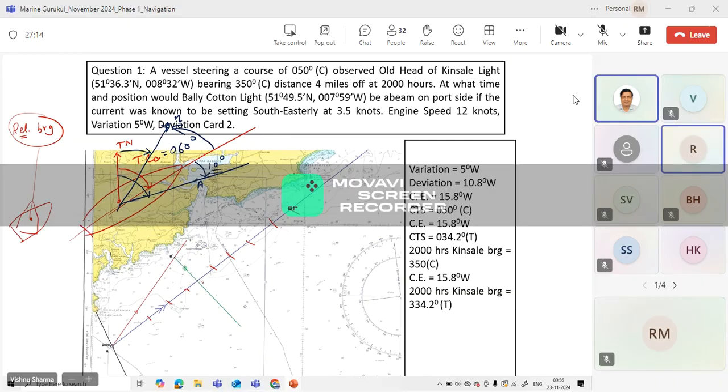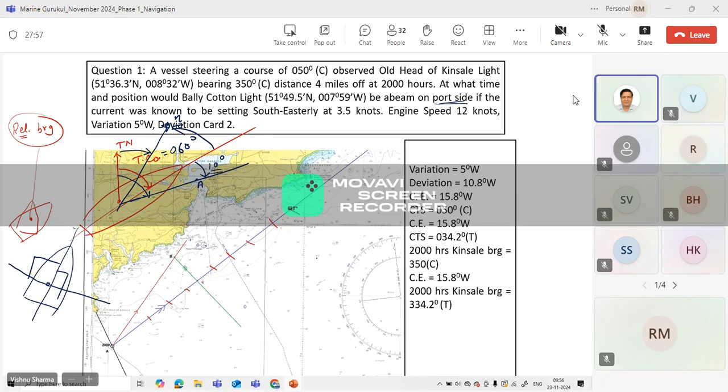Okay. When an object is abeam, what is the relative bearing, beta? 90. Abeam is 90. The relative is 90, beta. If this is the ship, if something is on beam on the starboard side, relative bearing is 90. If it is abeam on the port side, it is also 90. Relative bearing is 90, right? Relative bearing is measured from the ship's head, either to port or to starboard. So in my case, it is a beam to port.